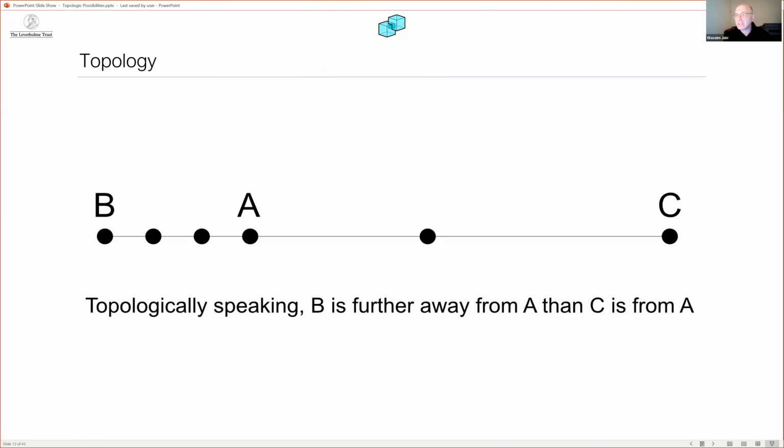So topologically speaking, because there are more hops, we can say that actually B is further away from A than C is from A. Why is that? That is because topologically speaking, there are more stops on the way from A to B than from A to C. Now, that can make a lot of sense to you if you think about traveling, especially in the US, where there are a lot of hubs.